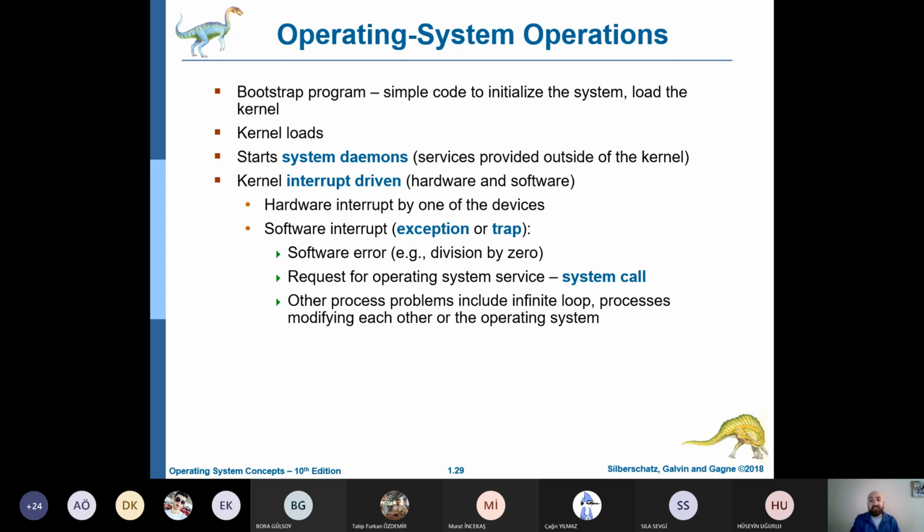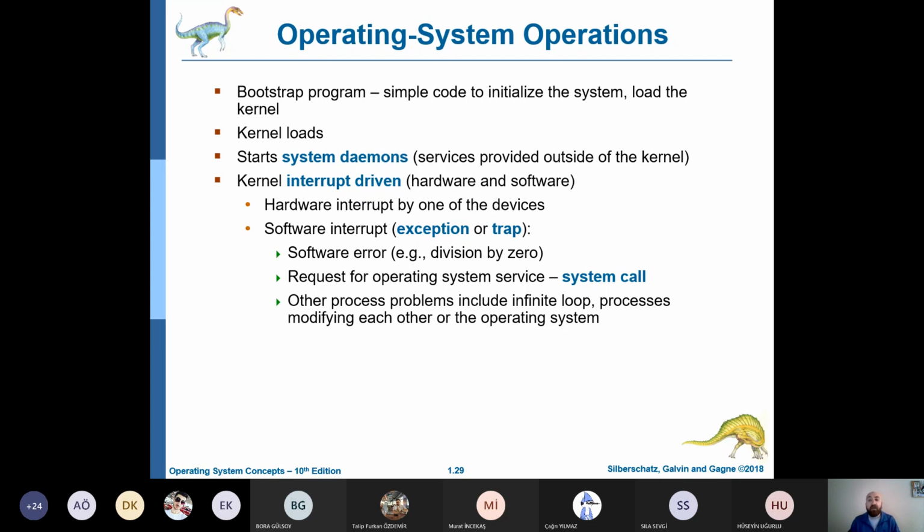So basically, we can say that system daemons run the entire time the kernel is running. If there are no processes to execute, no input-output devices to service, and no users to respond, an operating system will sit quietly, waiting for something to happen. For that reason, we call them interrupt-driven. If you don't have any interrupt, that means you don't have any process to execute, or you don't have any I/O devices to service, or you don't have any users to respond. In that case, the operating system will sit quietly, waiting for something to happen.